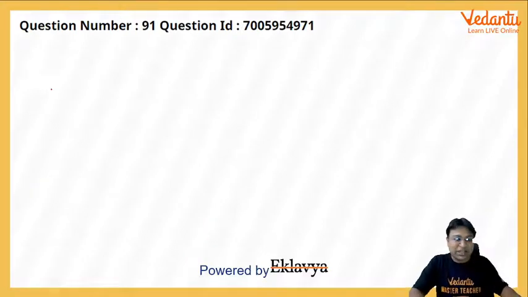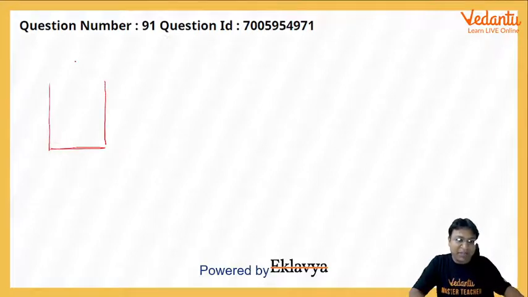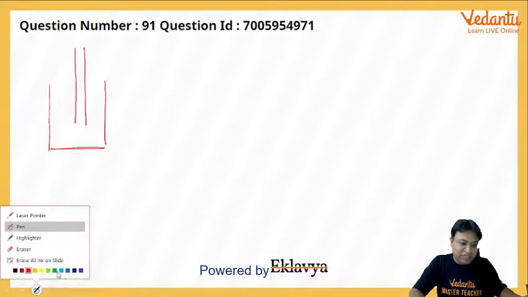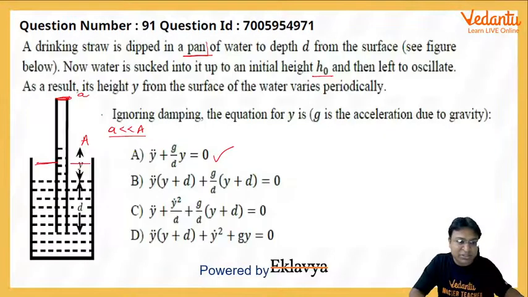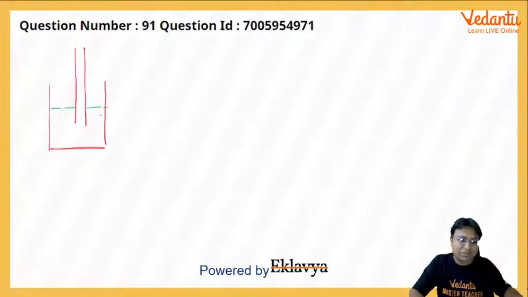So I started like this. Let's say we have a container, a pan, and in the pan we have dipped a straw. Let me just make the figure. Let's assume that this is the level of liquid. I don't know whether they mentioned water or not. Yeah, water is mentioned. So this is the level of water, and we sucked water up to a certain height.